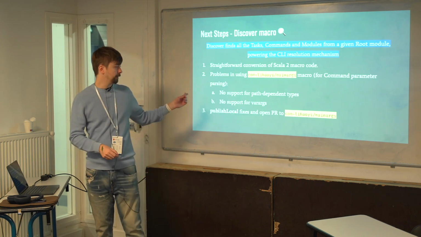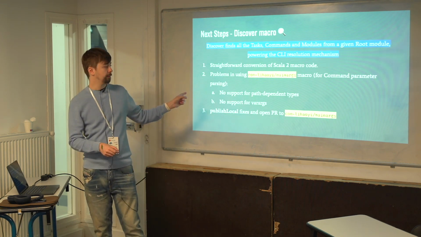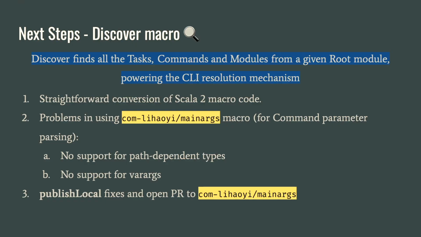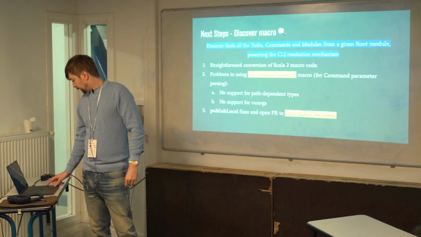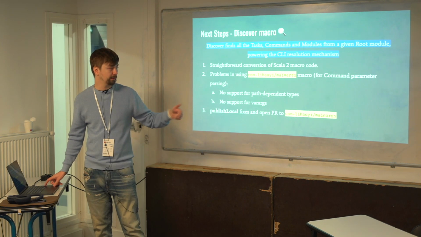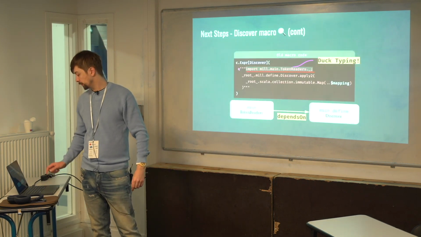As I said, there was no support in the main args library for path-dependent types and var args. And the reason I had to fix main args as well is because it's used by this discover macro to do command line parsing for commands. And commands are tasks that you can run from the command line. So again, I just published locally all my fixes and then made a pull request to main args.